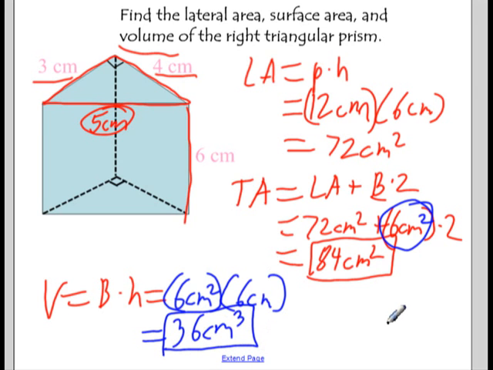And that is how you find lateral area, total surface area, and volume of a prism.